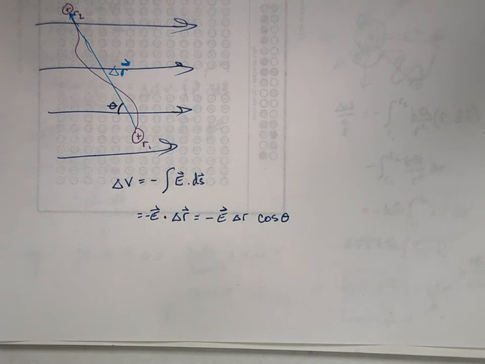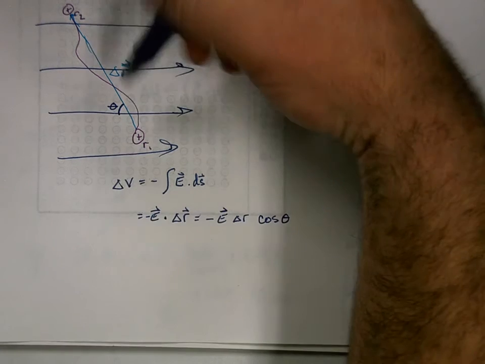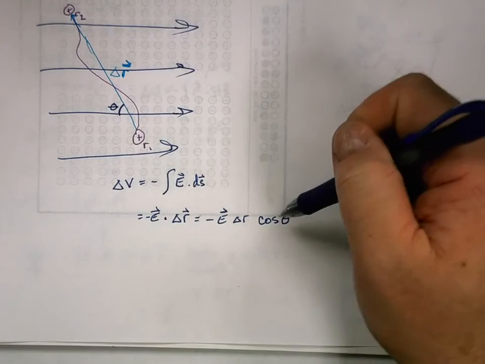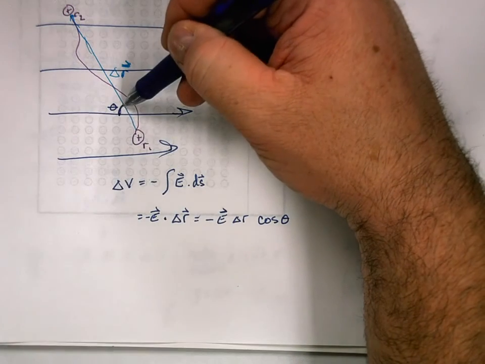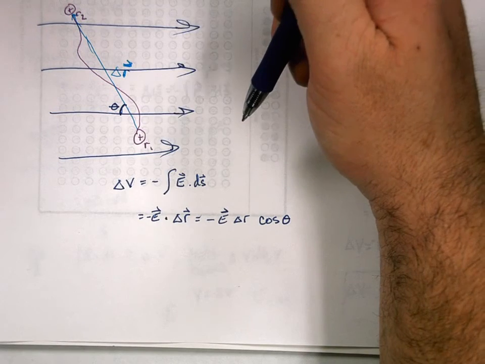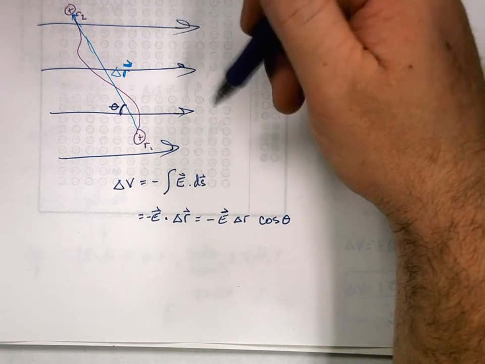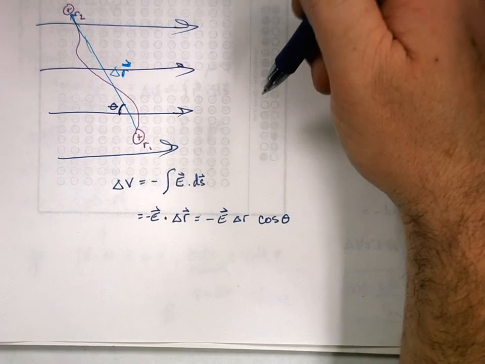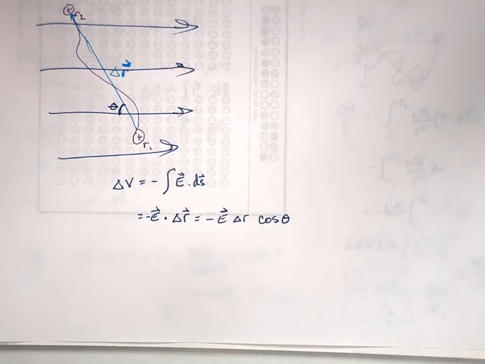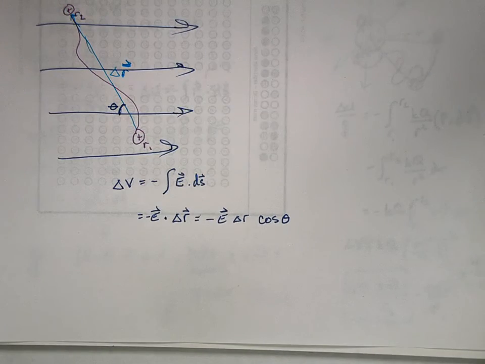So the cosine theta is, if R is in this direction, this is the angle that it's making with the electric field. Or you could use either side, but then you have to pay attention to your negatives. Okay, that's it for intro to potential.